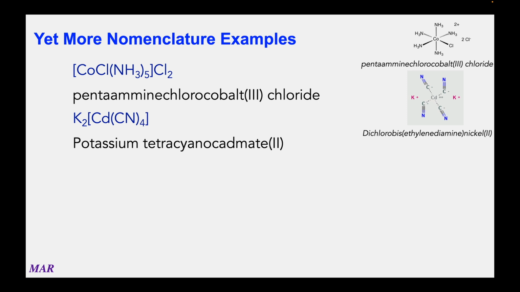All right. The cadmium is connected to the cyanides. Overall, that part in square brackets is -2 if cadmium's +2. That's why the 2 potassiums are there to neutralize it.